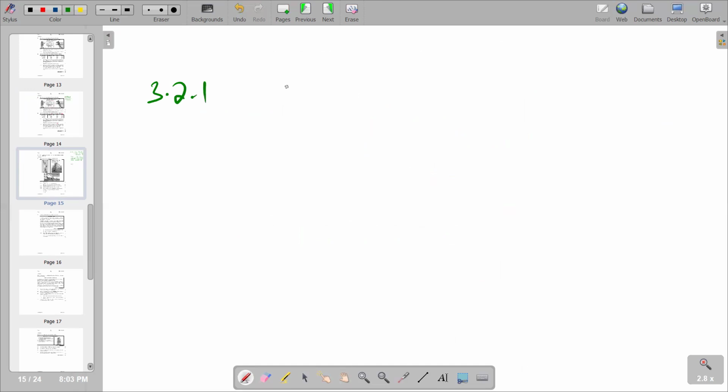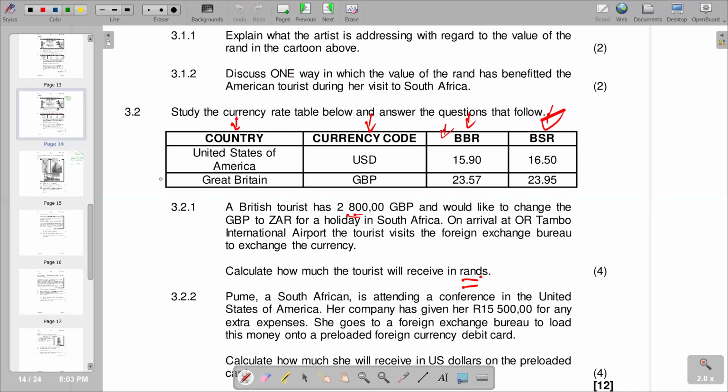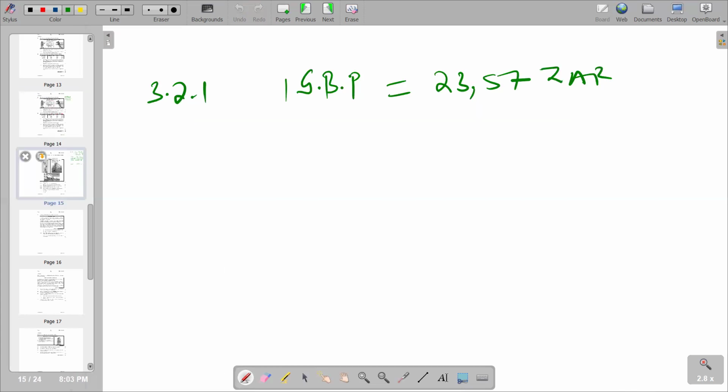We are saying 1 GBP is equal to 23.57, which is our ZAR. Then the amount of pounds which will be converted is 2,800. So we are saying 2,800 is the one that we need, and obviously we are going to have more rands. So this is a missing figure that we want to calculate.